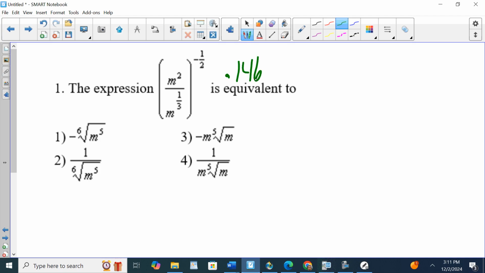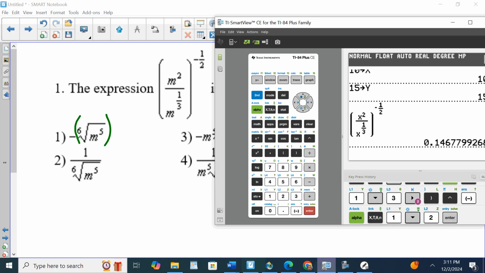I type in each potential answer. Just make sure to keep the negative away from the root. Whenever you have a root, if there's something in front, put the root in parentheses. I'm going to jump right to the correct answer, which happened to be choice 2.